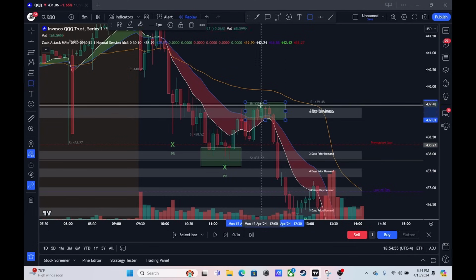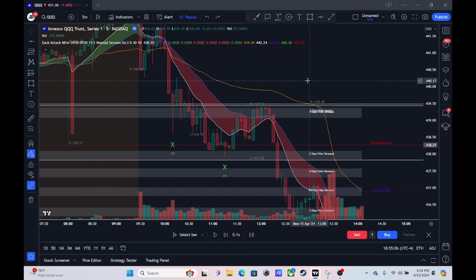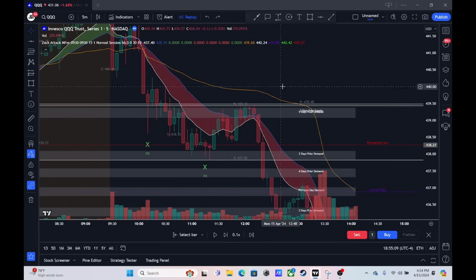Now look at this supply zone. You can see that we are inside that zone, but we never close above that zone. So I like to use closes. Again, you see we bounced off this zone here. So supply and demand zones are great. You can think of them as just areas of support and resistance as opposed to lines.